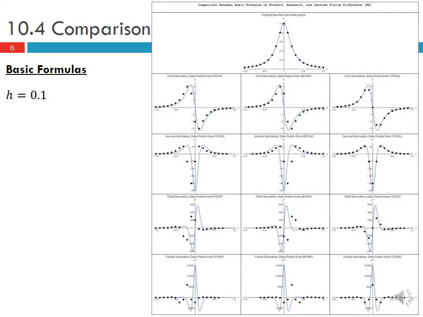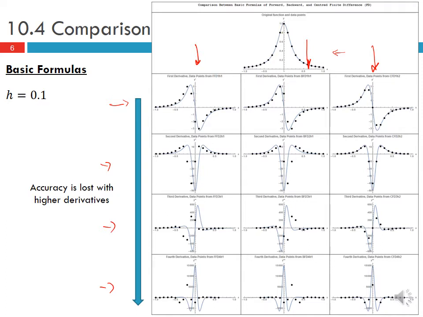So this shows the original function up at the top here with data points at a spacing of H equal to 0.1. Then each row here shows the first derivative, second derivative, third derivative, fourth derivative. This one uses the forward finite difference, the backward finite difference, and the centered finite difference. So what you can notice here is that accuracy is lost with higher derivatives. If we just look at one of the columns, the first derivative, it provides an okay approximation, for example here.